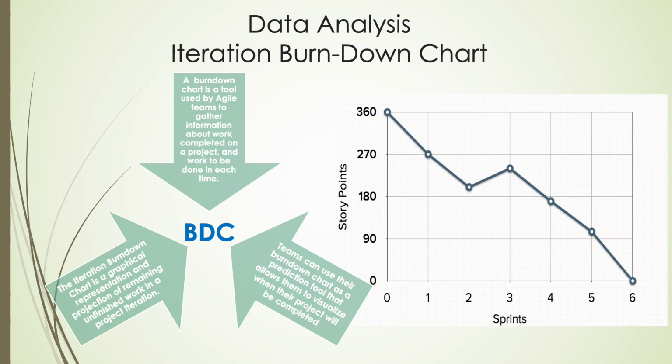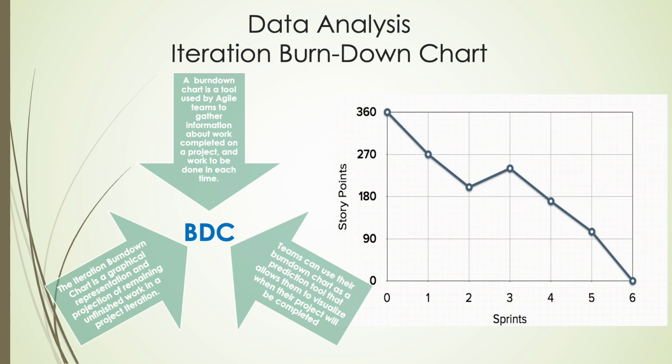A burn-down chart is an essential tool used by Agile teams to track the progress of a project by displaying both the work completed and the work remaining within a specific time. It helps teams visualize how much work is left to do and predict when the project will be completed, allowing for better planning and adjustments if necessary.